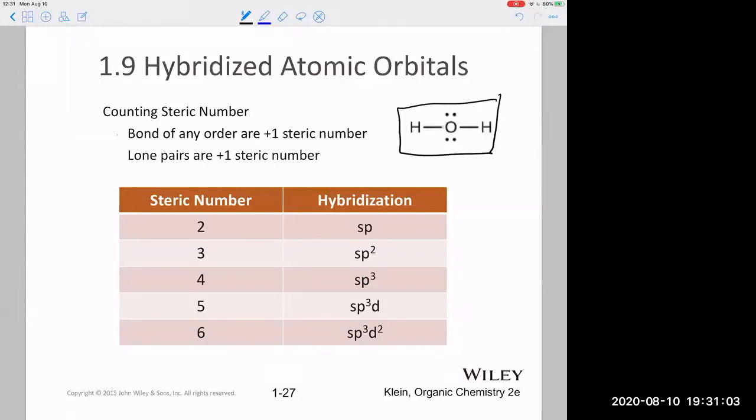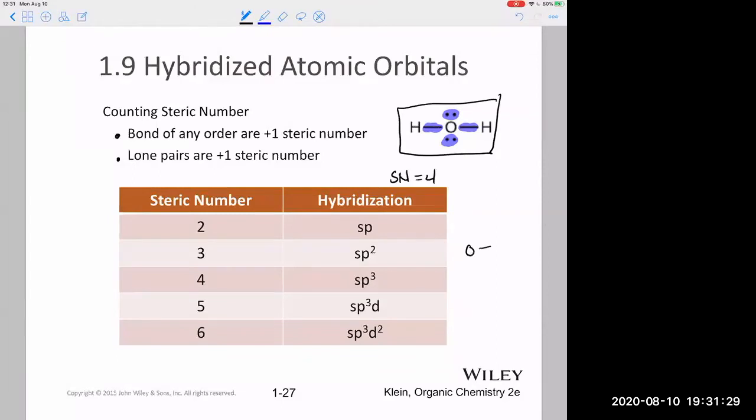A bond of any order is a +1 to my steric number, and a lone pair is a +1 to my steric number. So the steric number for water is 1, 2, each lone pair counts as 1, and then 3, 4. Okay, so this has a steric number of 4 for water.